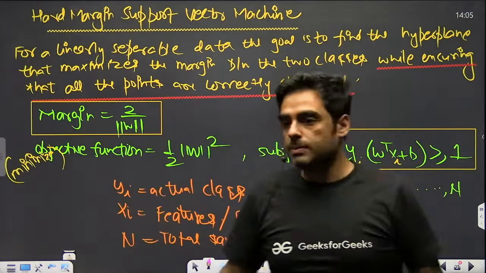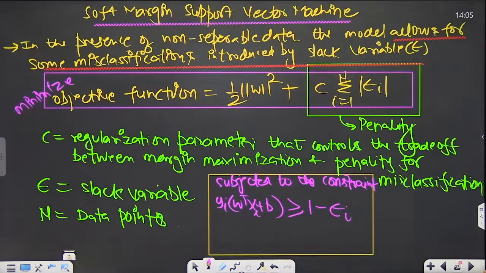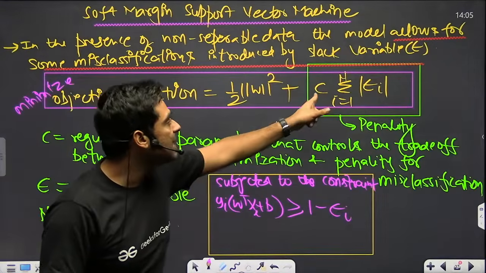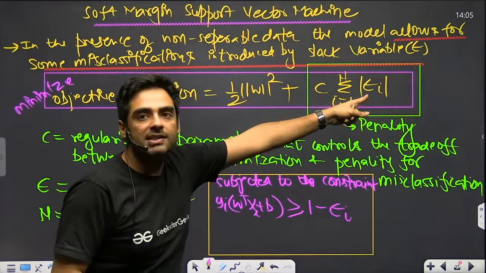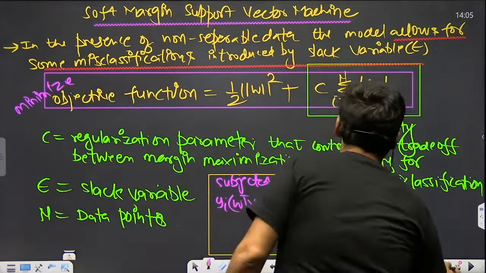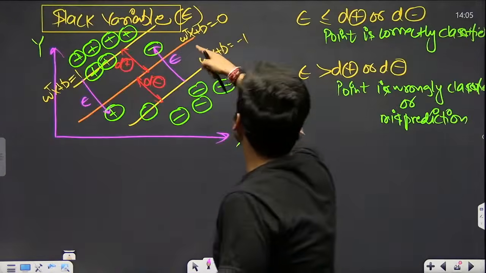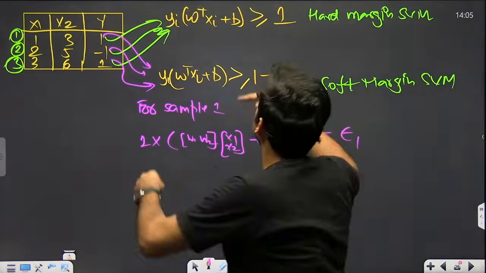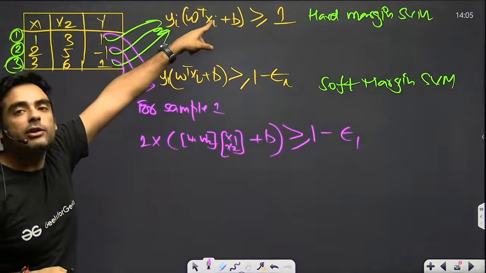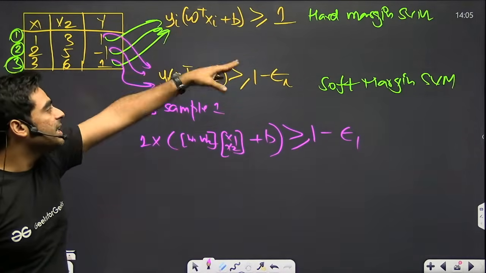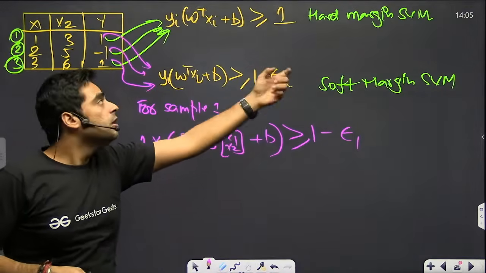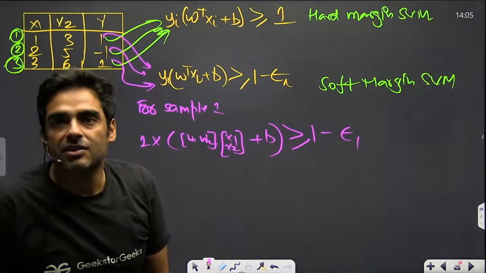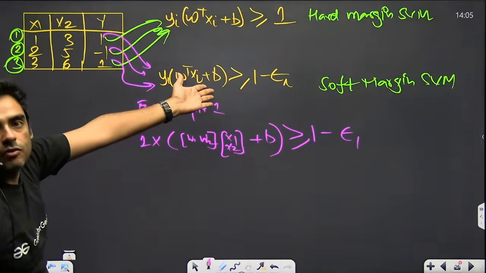And what does a soft margin support vector do? It allows for certain misclassifications by introducing a slack variable here. That means the condition may be violated. So he said, subtract a slack variable, so that if the condition is violated, at least the slack variable will save it here. I hope you are getting this. That is exactly what we have done here for soft margin support vector.